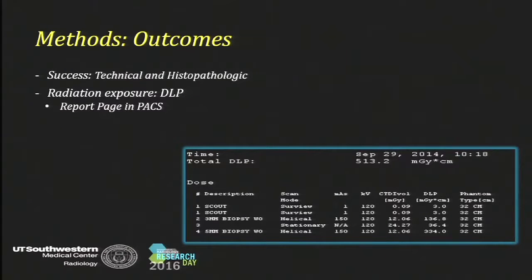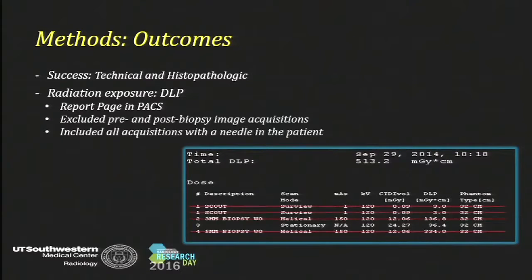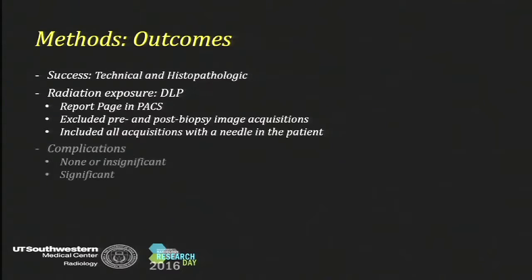Radiation exposure, I should say, was defined based on the DLP, the dose length product, from the report page in PACS. You can see that every sequence is actually listed here. There is pre-biopsy workup, such as the scout, the helical images to see the lesion, and then a post-biopsy run to see what we have done to the patient afterwards. But this line here, stationary, is actually the biopsy DLP. We excluded all the DLPs from the pre- and post-biopsy workup. The reason we did that was it was essentially the same between the two techniques, and it was actually independent of the biopsy technique itself. Included all acquisitions with a needle inside the patient. That's when the actual biopsy was being performed.